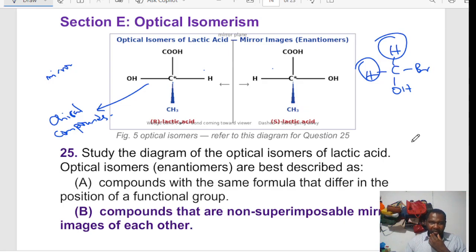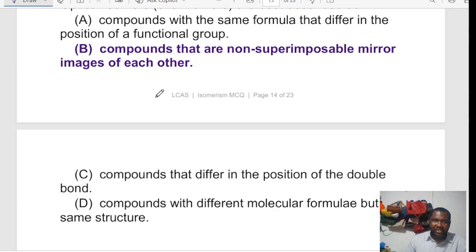Okay, so let's start with the questions here. This one says, study the diagram of the optical isomers of lactic acid. Optical isomers, enantiomers, are best described as A. Compounds with the same formula that differ in their position of functional group. That's not true. That's rather functional isomerism. B says compounds that are non-superimposable mirror images of each other. That is exactly what it is. They are mirror images and non-superimposable.